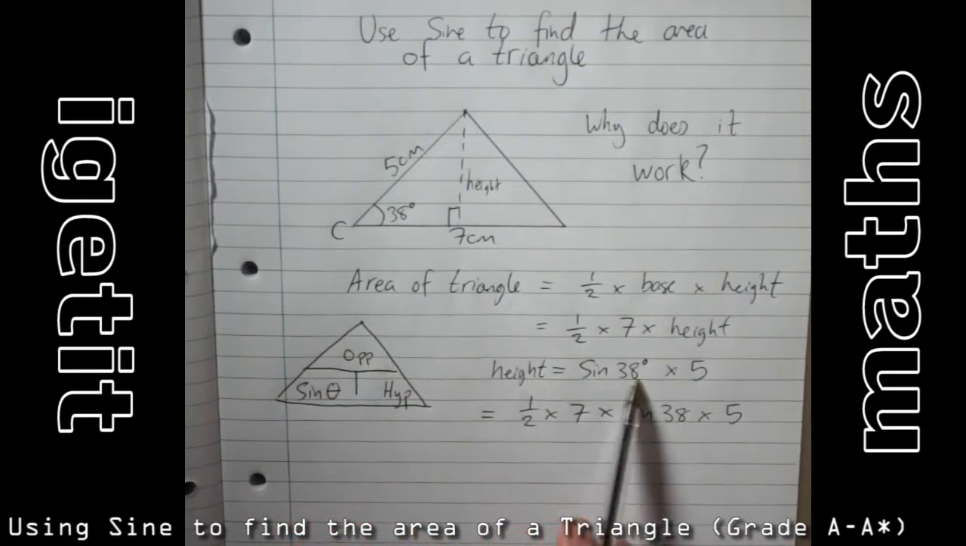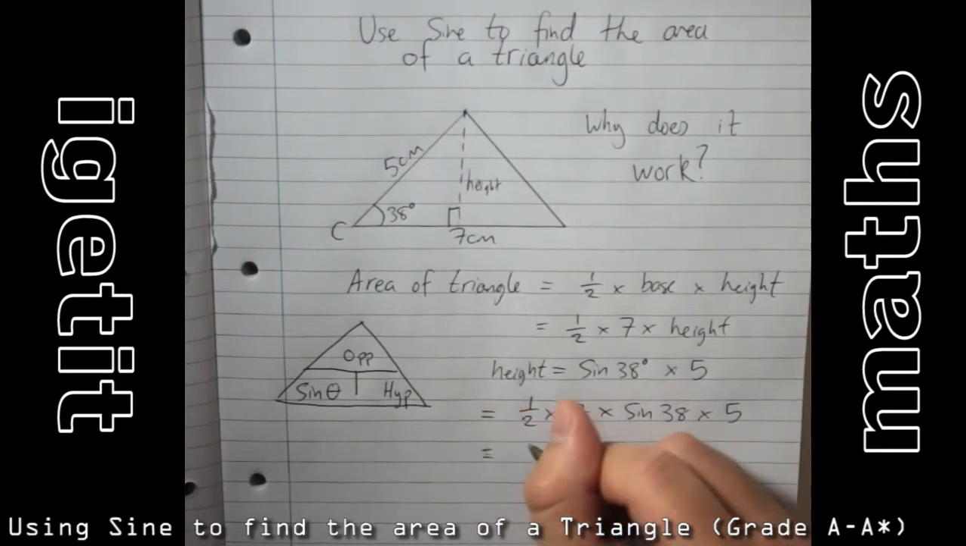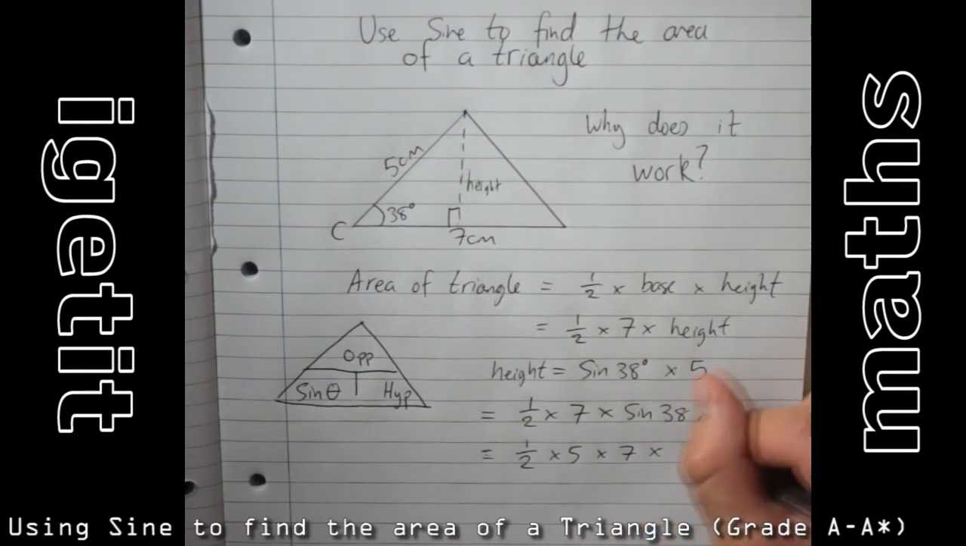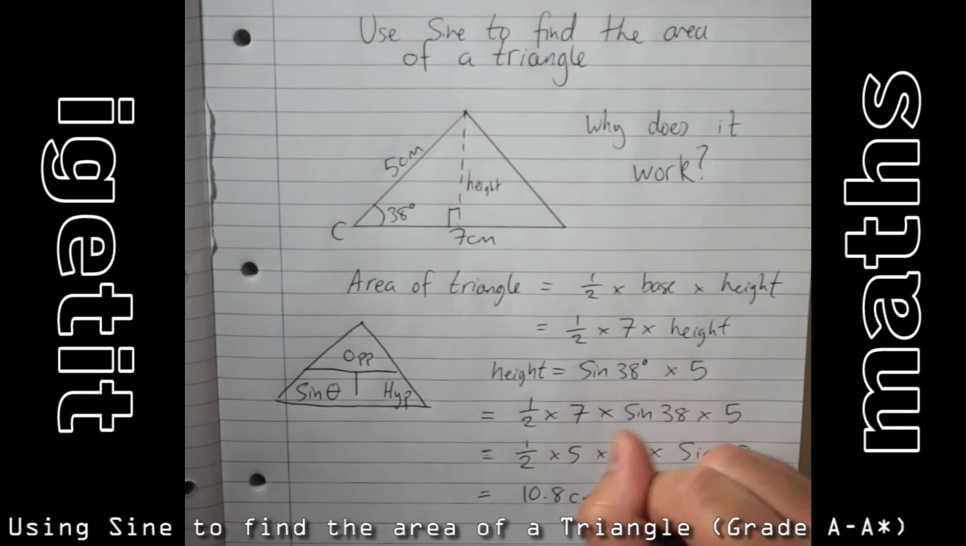So all I did is we put sine 38 times 5 into there, and we get this, half times 7 times sine 38 times by 5. Now remember, multiplication can be rearranged any way you want. For example, 2 times 7 times 3 is the same as 3 times 2 times 7, or 2 times 3 times 7. It doesn't really matter how you arrange it. So I'm going to just rearrange this. So then we end up with half first, like we just did, and then we end up with times by 5 times by 7 times by sin 38, which is what we did originally to get 10.8 centimeters squared. Okay, and that's why it works. That's finding the area of a triangle using sine.